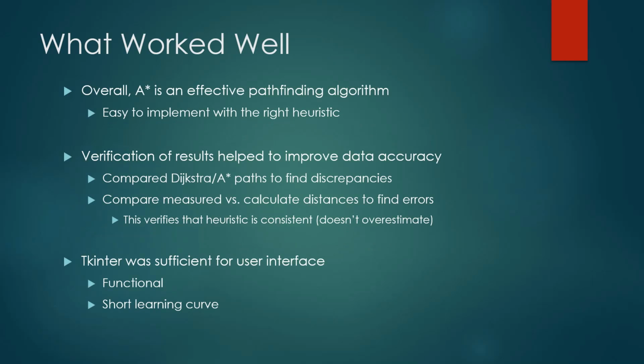Things that did work well: A* worked out very well for pathfinding. It was pretty easy to implement. The verification system worked well because it helped me find errors, and I could make sure that the distance I calculated was no longer than the distance I measured. Otherwise, part of the heuristic requirement is that it doesn't overestimate the cost. Finally, the user interface was pretty easy to use. With tkinter, it was functional and didn't take too long to learn.